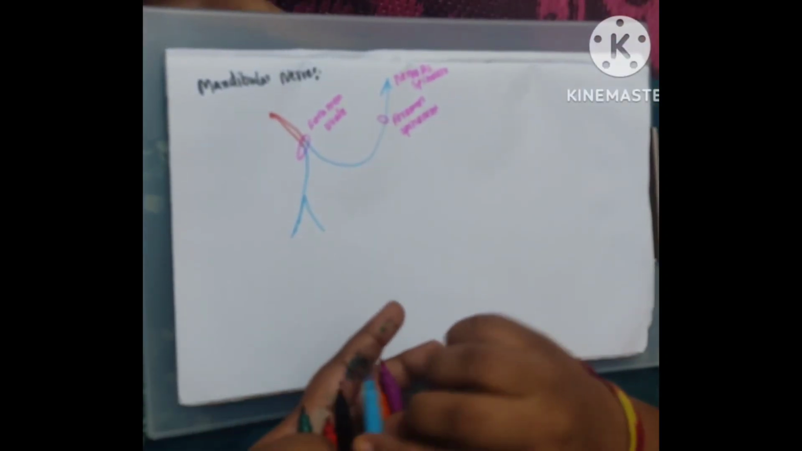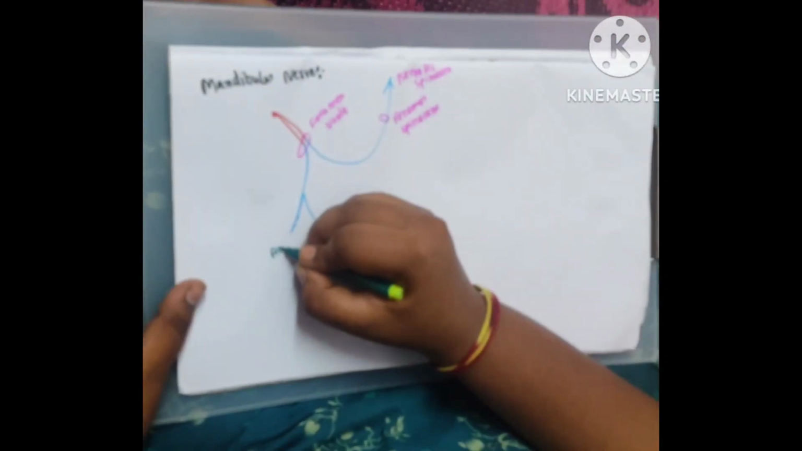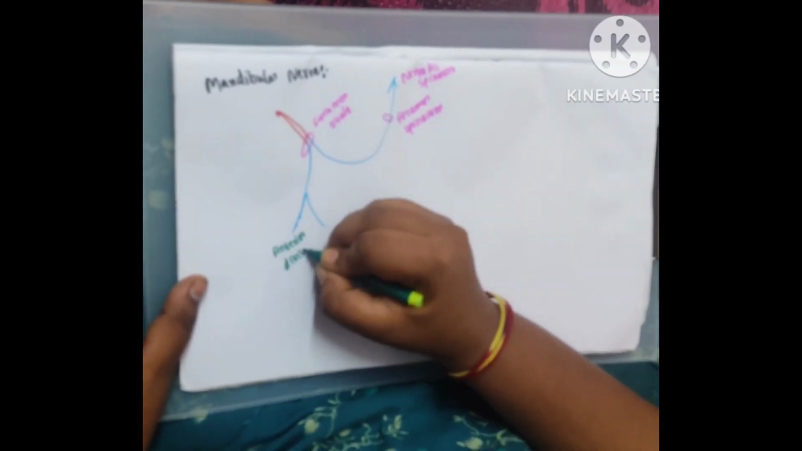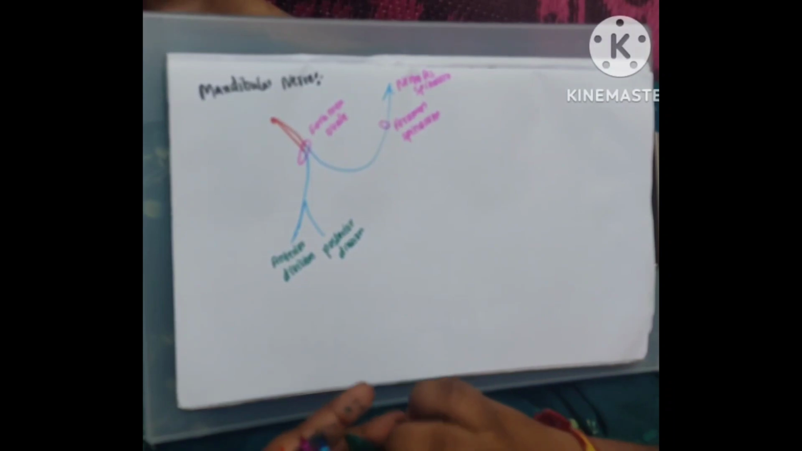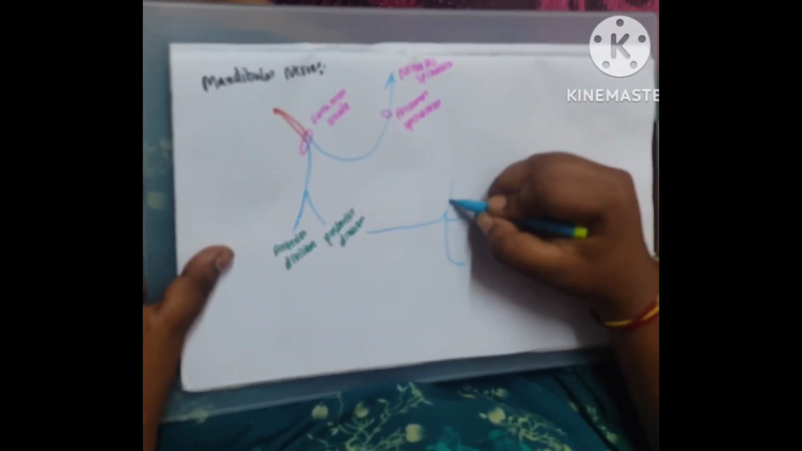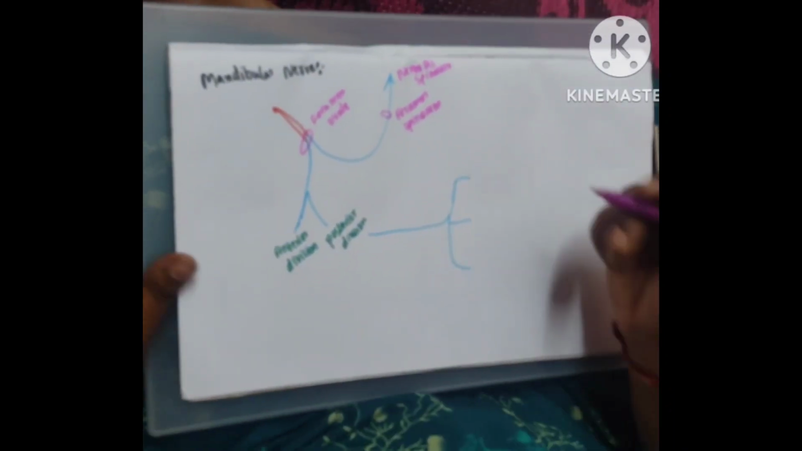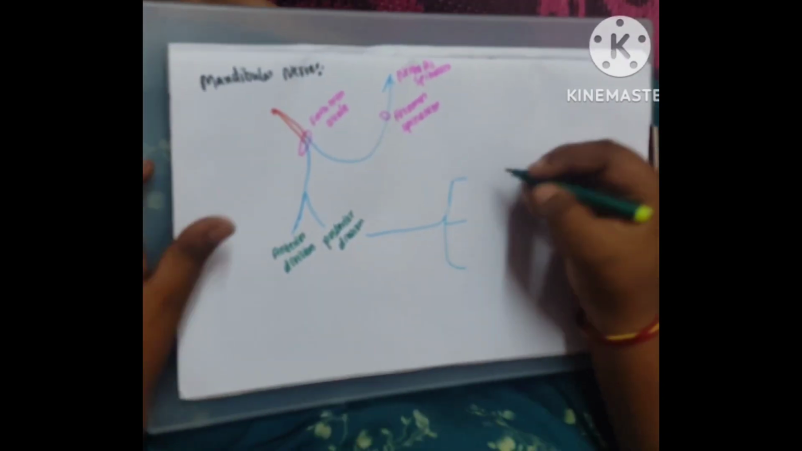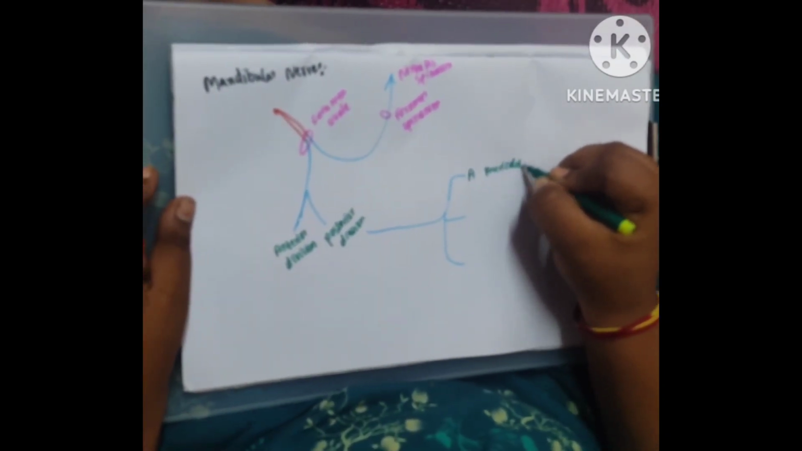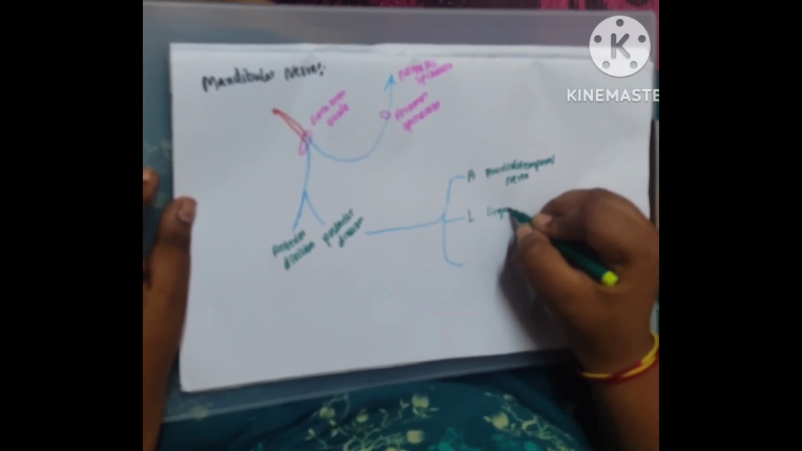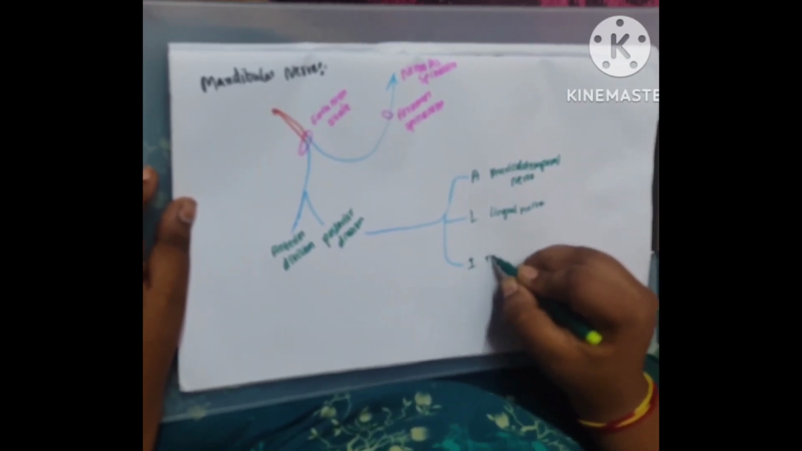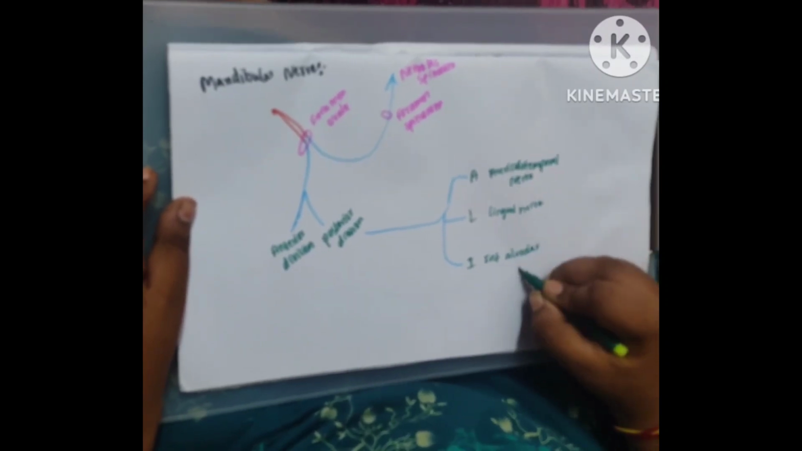The mixed nerve consists of two divisions, anterior division and posterior division. First let's discuss the posterior division. It gives off the auriculotemporal nerve, lingual nerve and inferior alveolar nerve.